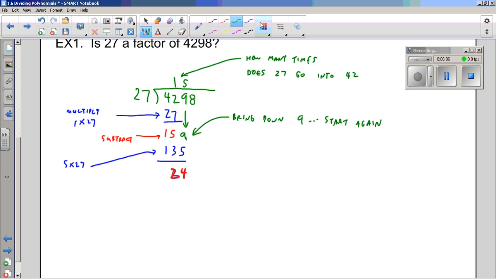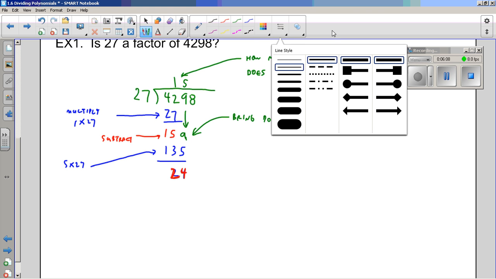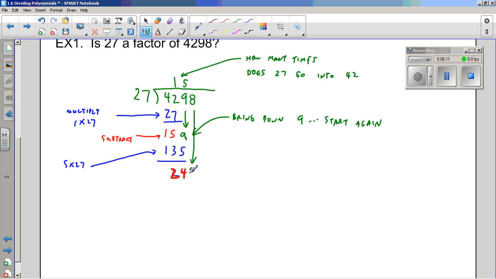And then I bring down the 8, and I'm almost done here. Right? I bring down the 8. How many times does 27 go into 248? Well, it goes 9 times. And it's a factor, remember, if there's no remainder. That's 243.